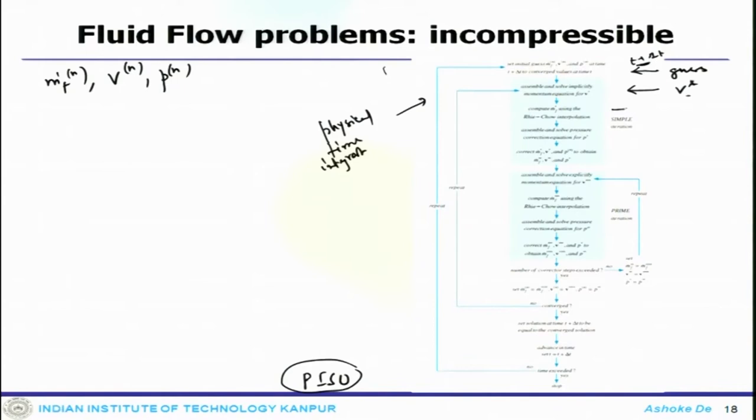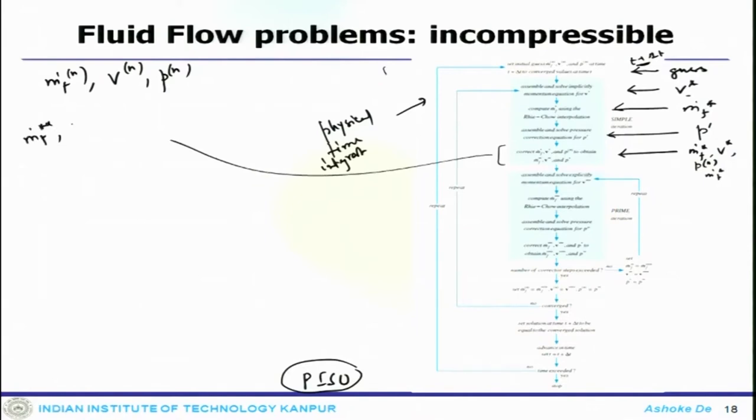Then you compute here the m dot f star using Rhie-Chow interpolation. You then after that at this step collect everything and solve for pressure corrections. Once you are done, then obviously using the pressure correction, the m dot f star, v star and p n is obtained. So, these corrections are used to get m dot f double star. So, at this step you finally get m dot f double star and v double star and p star, which is calculated based on these values which are corrected values using the p prime equations. Now, this portion of the algorithm particularly is exactly what we do in the SIMPLE algorithm.